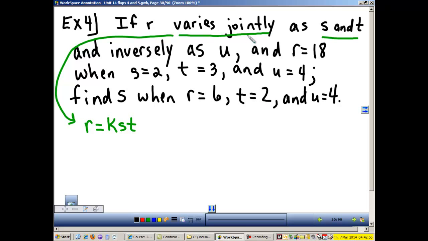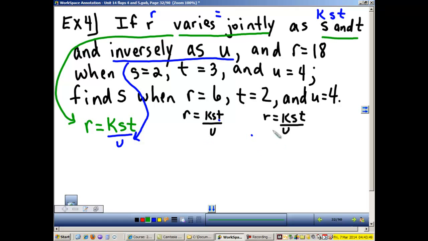Varies jointly tells us that I'm going to have R equals K times S times T. Varies jointly, think of that as like our equal sign. Remember, varies jointly is a product of S and T. So we have R equals K times S times T. The other thing is it's inversely as U, so that is divided by U. So we have a compound variation here.